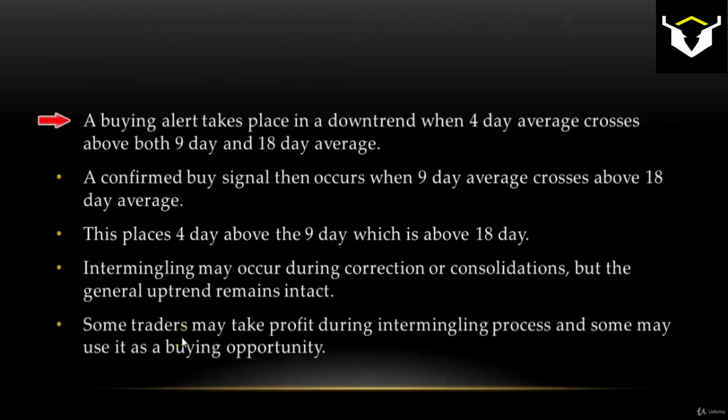A buying alert takes place in a downtrend when the 4-day average crosses above both the 9-day and 18-day average. A buy signal is confirmed when the 9-day average also crosses above the 18-day average. This places the 4-day above the 9-day, which is above the 18-day. Intermingling may occur during corrections or consolidations, but the general uptrend remains intact. Some traders may take profit during the intermingling process and some may use it as a buying opportunity.